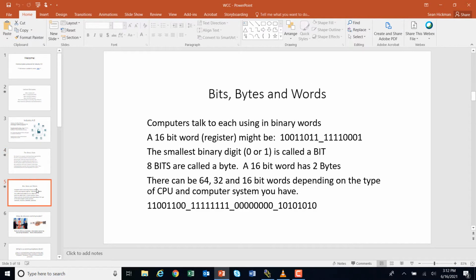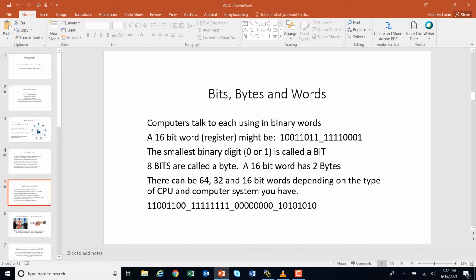And when these items talk, they talk using binary words. So we talk using words, and our alphabet has 26 letters in it. Binary words, we're talking about 0 or 1, okay? So a 16-bit word or register might be 8 zeros and ones here, 8 zeros and ones here. Seems kind of simple compared to our alphabet that has 26 letters, and some words are long and some words are short, but that is a 16-bit word there.